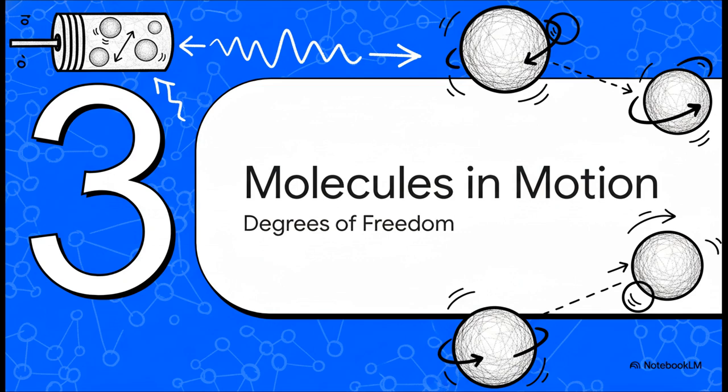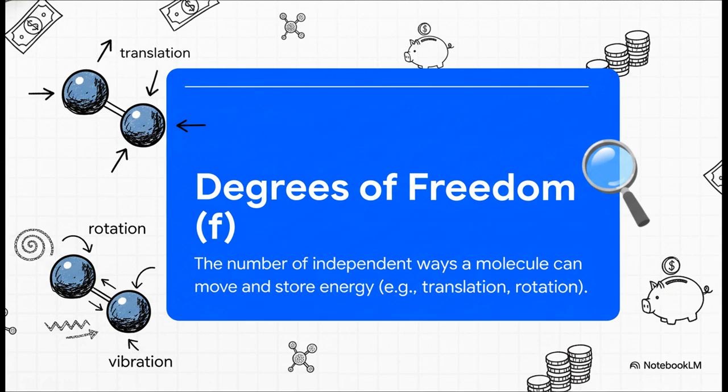We need to zoom way, way in, from the macroscopic world of pistons and cylinders down to the invisible world of individual molecules. And when we get down to that level, the key concept we need to grasp is something called degrees of freedom. The easiest way to think about this is like this. Imagine every molecule has different ways it can store energy, kind of like separate little bank accounts. It can store energy just by moving from point A to point B. That's called translation. It can store energy by spinning or tumbling. That's rotation. And if it's made of more than one atom, it can store energy by having its atoms wiggle and vibrate back and forth.